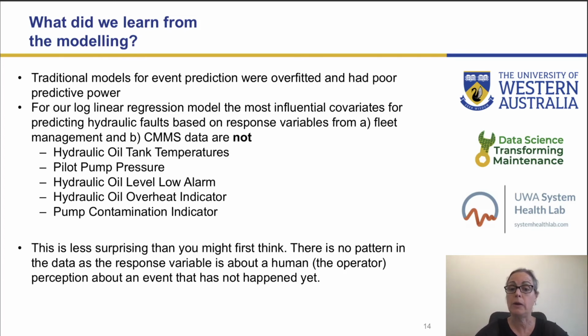Recall earlier, we looked visually for patterns in the data relating to the hydraulic fault alarm, and there were none. Think about where this data comes from. The hydraulic fault alarm that we are trying to match as a response variable is generated by a human, the operator, and his or her perception about an event that has not happened yet. Remember, it's a hydraulic fault, not a failure.